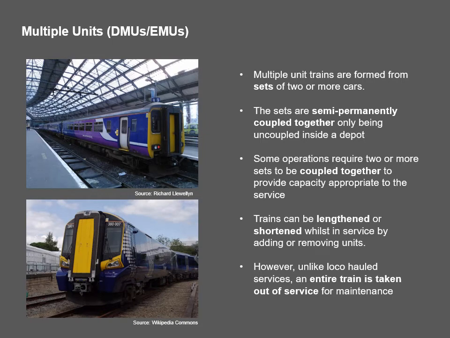These sets are semi-permanently coupled together, only being uncoupled inside a depot. Some operations require two or more sets to be coupled together to provide capacity appropriate for the service. Trains can be lengthened or shortened whilst in service by adding or removing units. However, unlike a local hauled service, the entire train is taken out of service for maintenance.